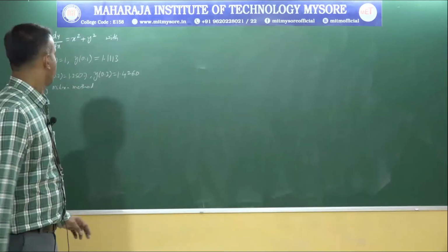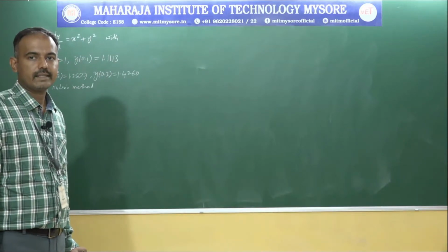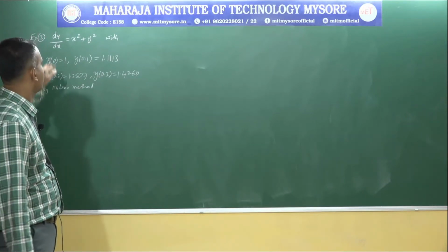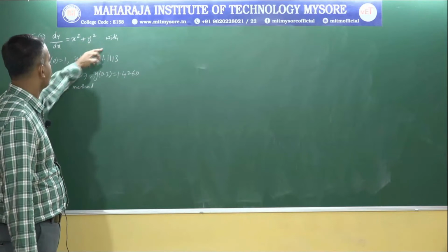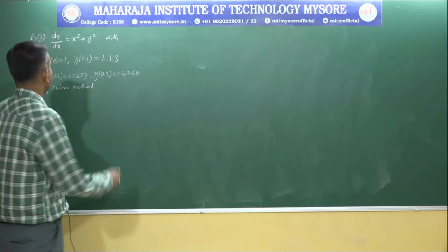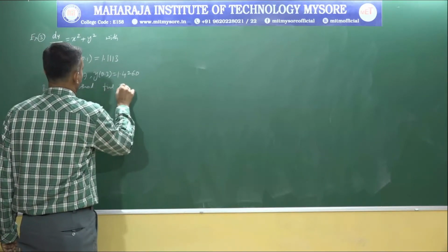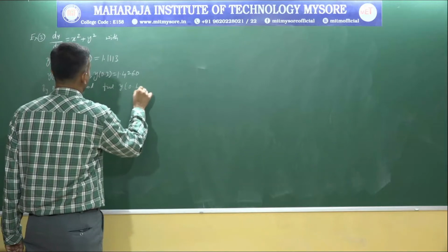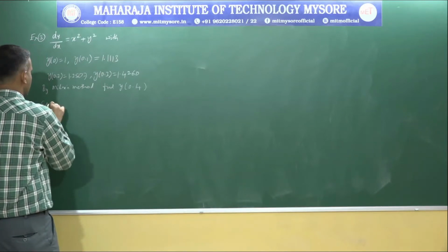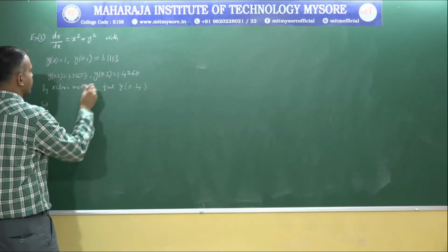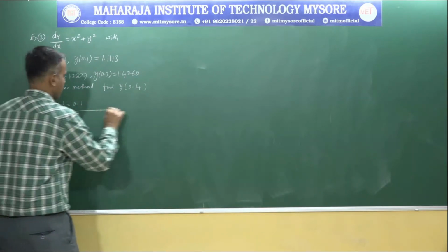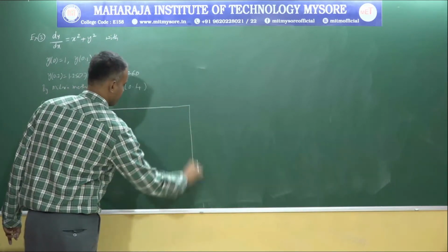Okay, next example, example 3. Given dy by dx equals x square plus y square with the initial data given, with the help of Milne's method, find y of 0.4. Now the answer. First construct the table. By the observation, h value is 0.1.